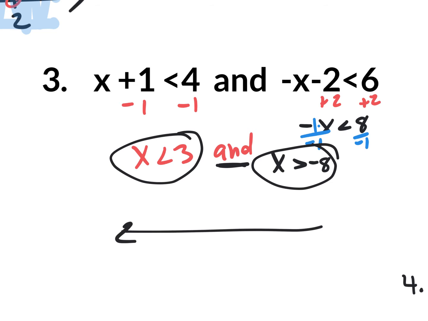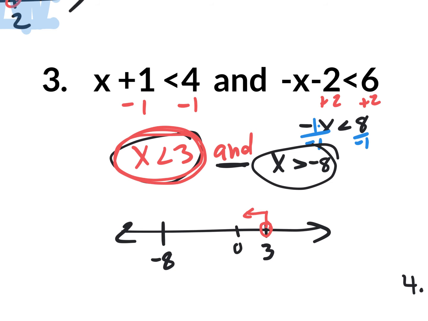Let's think about what they look like on a number line. We have the negative 8 over here on the left side, the negative side. We have a positive 3 over here on the positive side. You could put a 0 in between them if you want. Let's do this one in red. X is less than 3, less than's to the left. Let's do this one in blue. X is greater than negative 8, greater than's to the right.